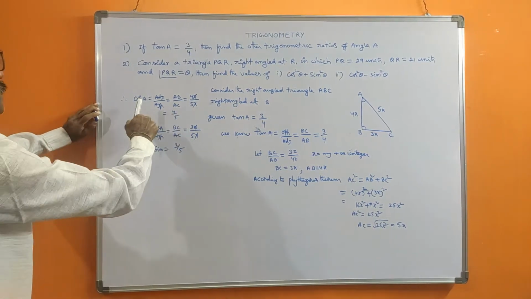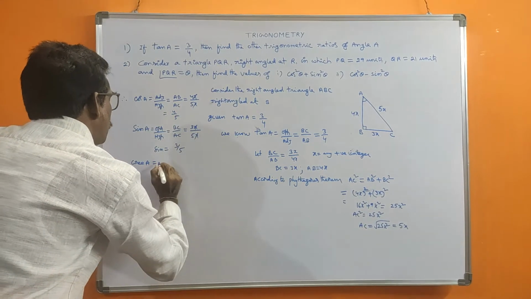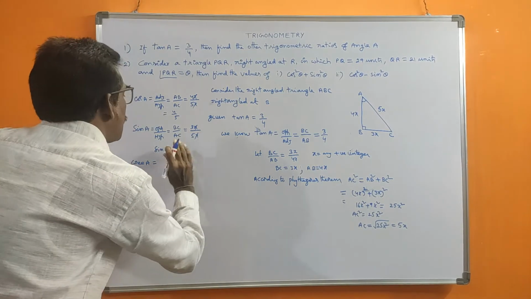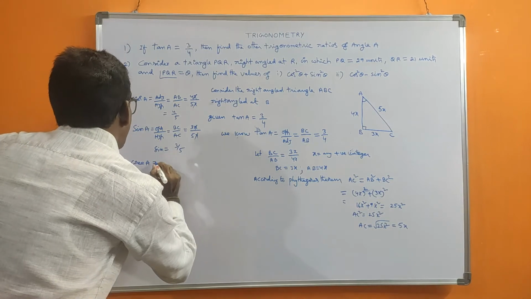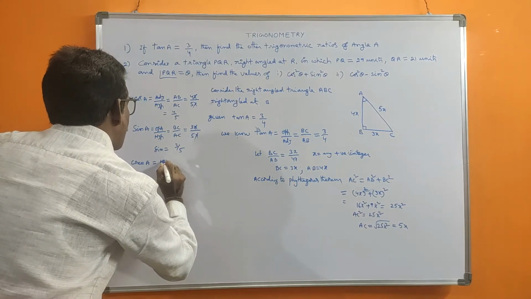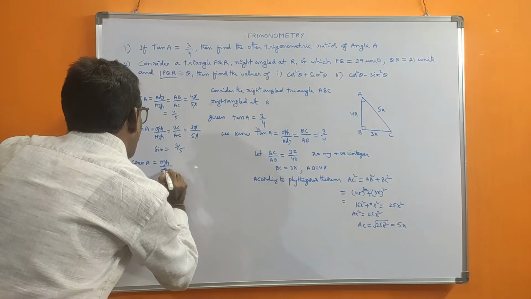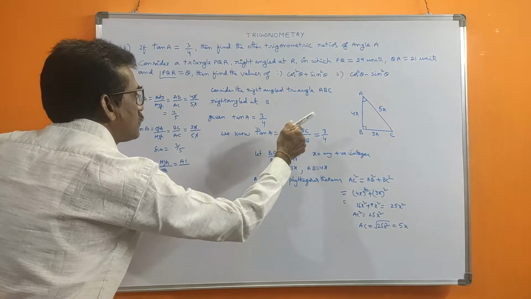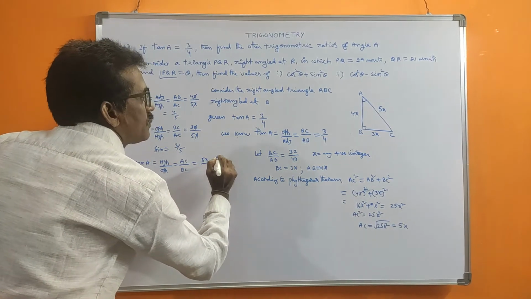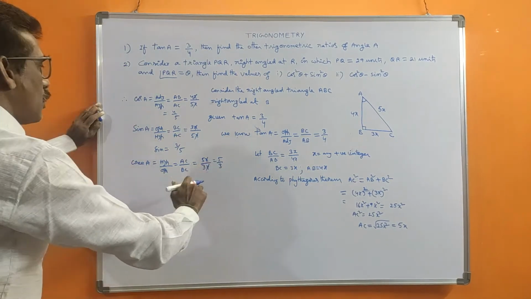We got sine, cos, and tan was already given. Cosecant. Cosecant A is equal to, we can write directly, 1 by sine. Otherwise, you can also write the formula: cosecant is equal to hypotenuse by opposite side, that is AC by opposite side BC. AC value is 5x, BC value is 3x, x cancels, 5 by 3. We got cosecant A value 5 by 3.